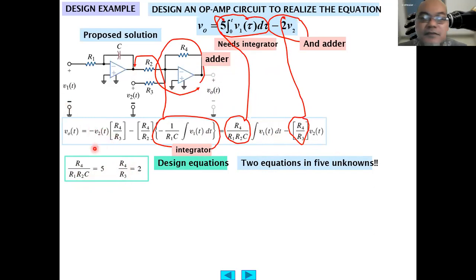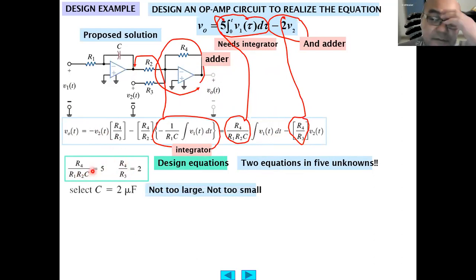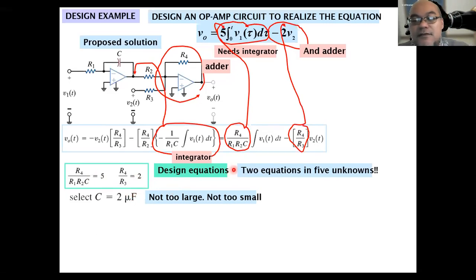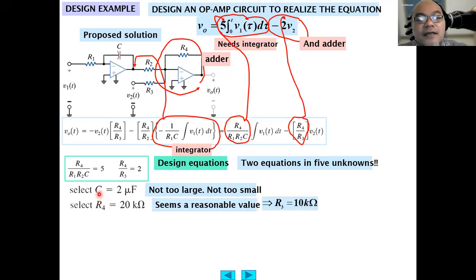However, we have 5 unknowns: R1, R2, R3, R4, and C. So we have to select some in order to reduce the unknowns. Let's say, for example, C is 2 microfarad, because it is not too large and not too small either. Select R4 to be 20 kilo ohm, which seems to be a reasonable value. Then R3 we find to be 10 kilo ohm. So we are only left with R1 and R2. R1 could be a third choice. We choose R1 as 100 kilo ohm, so then R2 is 20 kilo ohm.